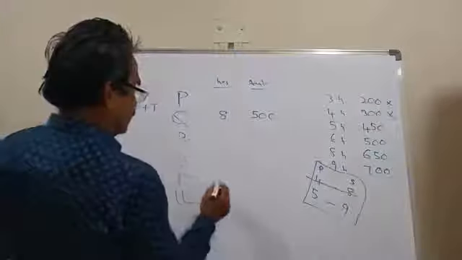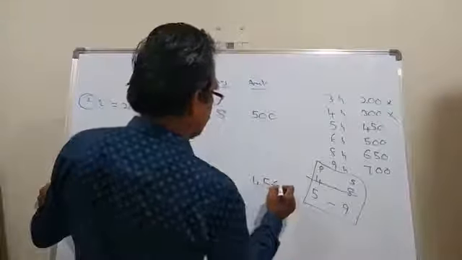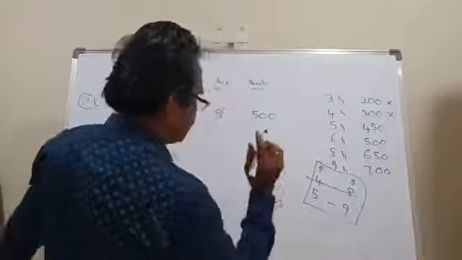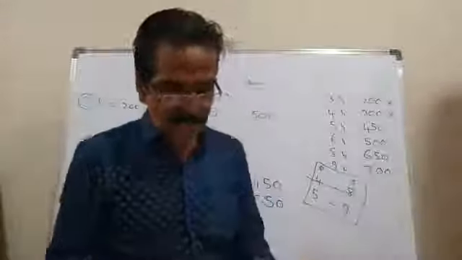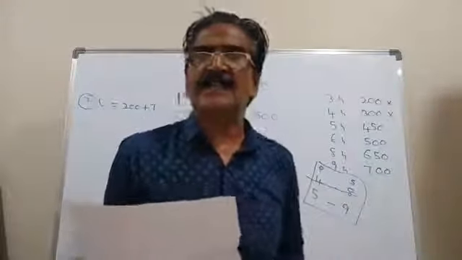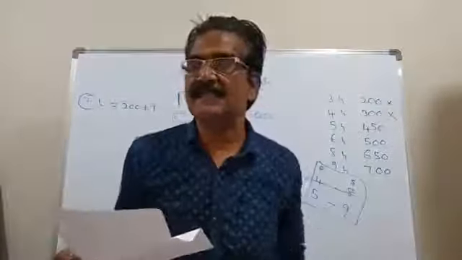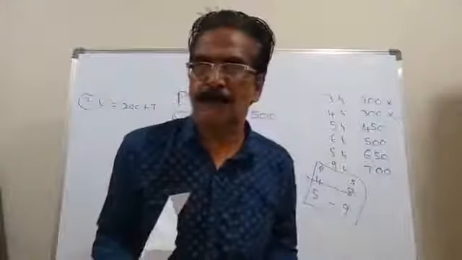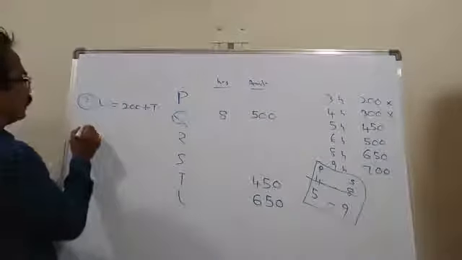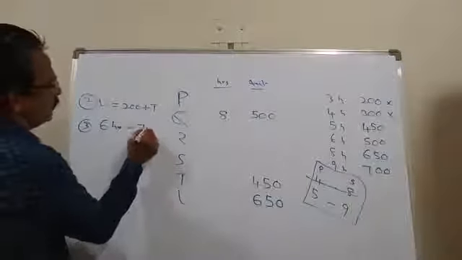So, T earns 450 and U earns 650. This is one thing. Right, friends? Next, let us see. One person works for 6 hours and earns rupees 700. We don't know the person, but the person who is working 6 hours is earning 700 rupees. So 6 hours, 700. This combination should go.